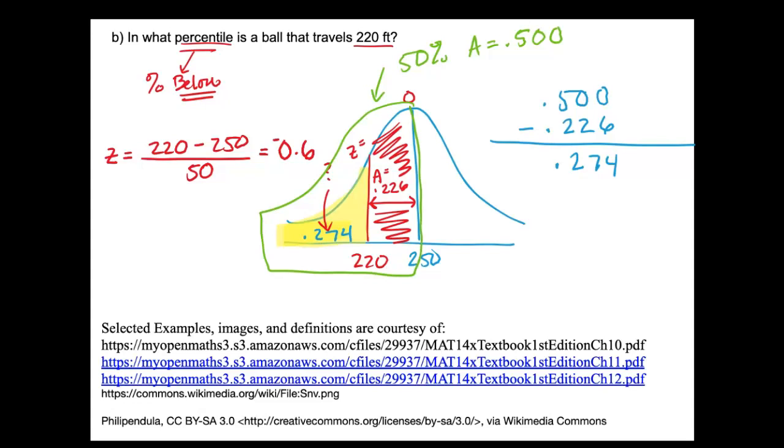So it means 27.4% of the time, a ball that travels 220 feet is going to be in the 27.4th percentile, but with percentiles we usually round to the nearest whole number, so we're just going to say this is about the 27th percentile.